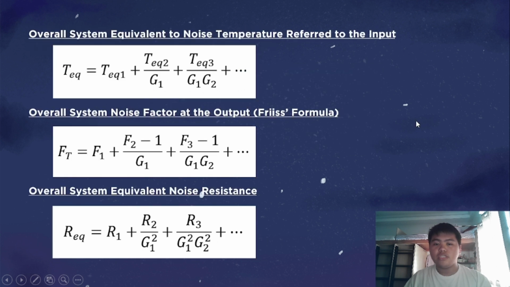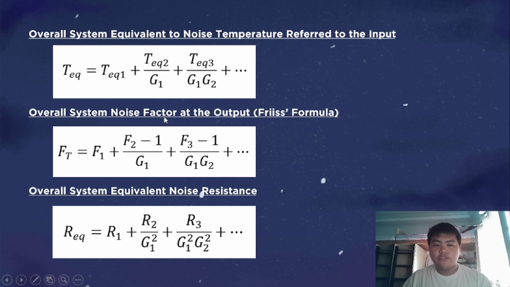We will also consider in a cascaded system these three, which refer to the noise factor, the noise temperature, and the noise resistance. So the equivalent noise temperature referred to the input can be expressed as T sub EQ is equal to T sub EQ1 plus T sub EQ2 over G1 plus T sub EQ3 over G sub 1 times G sub 2.